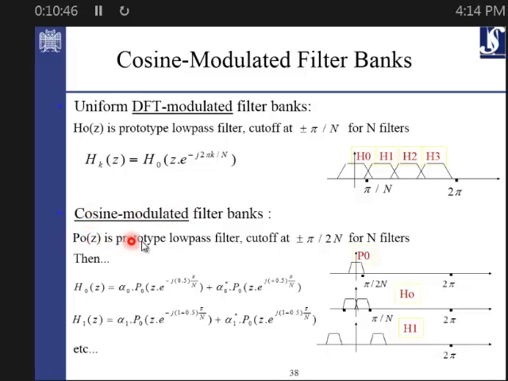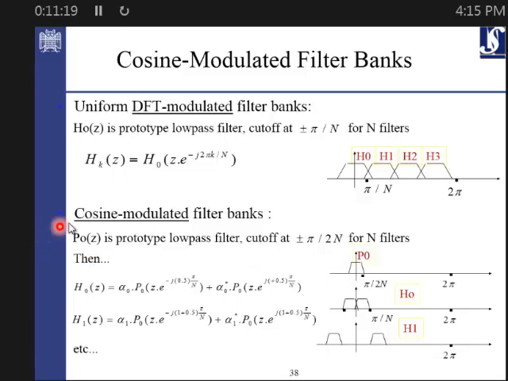The only difference is that cosine modulated filter bank actually goes for the filters with the real coefficients. So as we had the Fourier transform and DCT transform, which are mostly the same, the only difference was that DCT gives us real coefficients, while DFT gives us complex coefficients. And here we have the same idea. So cosine modulated filter banks are actually using the same idea.